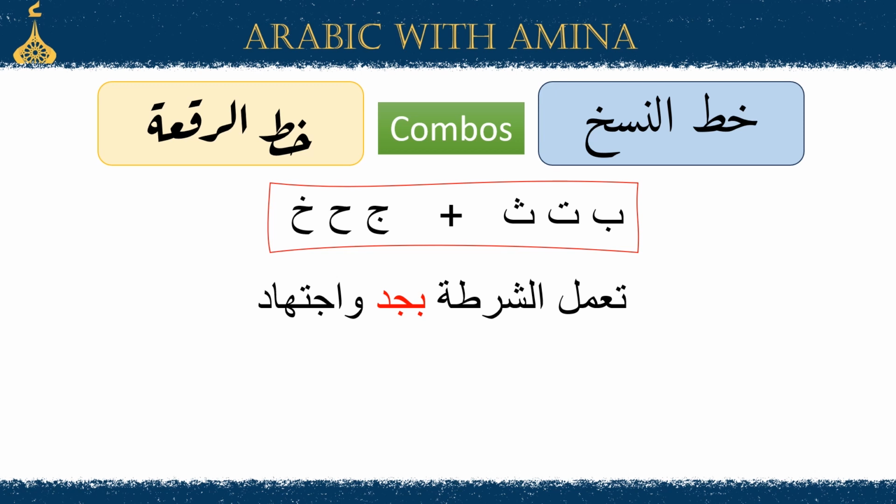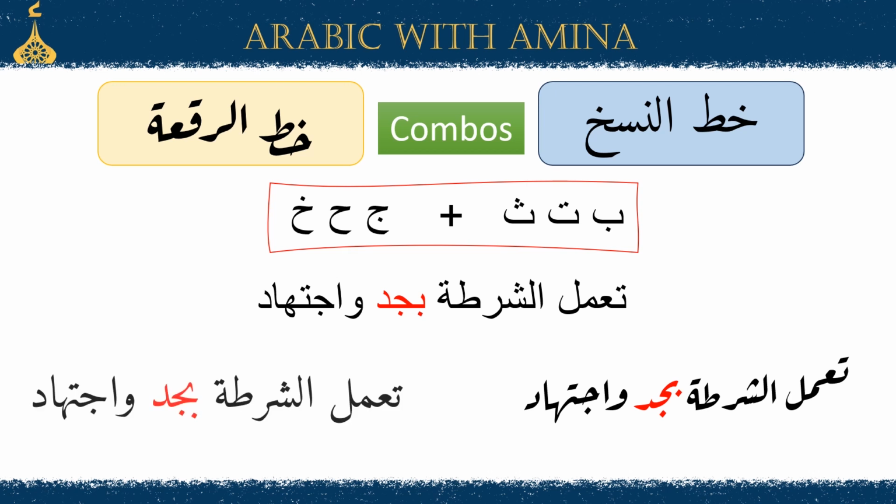This is using the Naskh font, and we can find the combo in the word بجد. Now when we write it in Reqaa, it looks like this. The ba is on top of the letter jim. And as people's handwriting often blends styles, this combination can take various forms, such as the one shown here. The point is that ba goes on top of the jim.